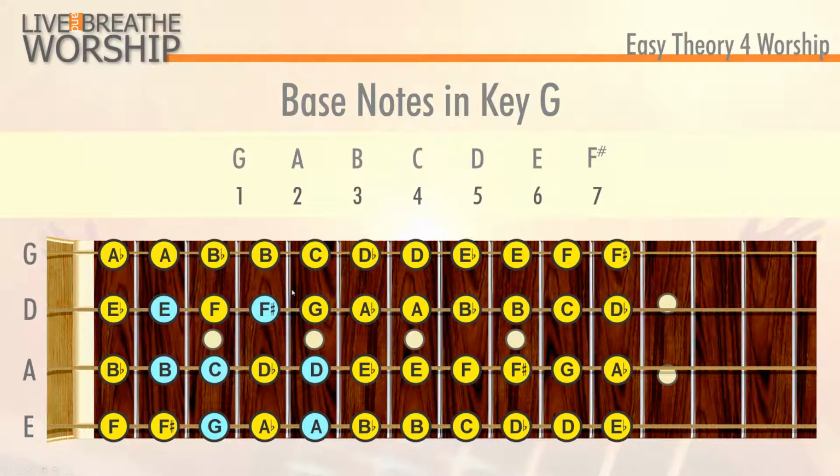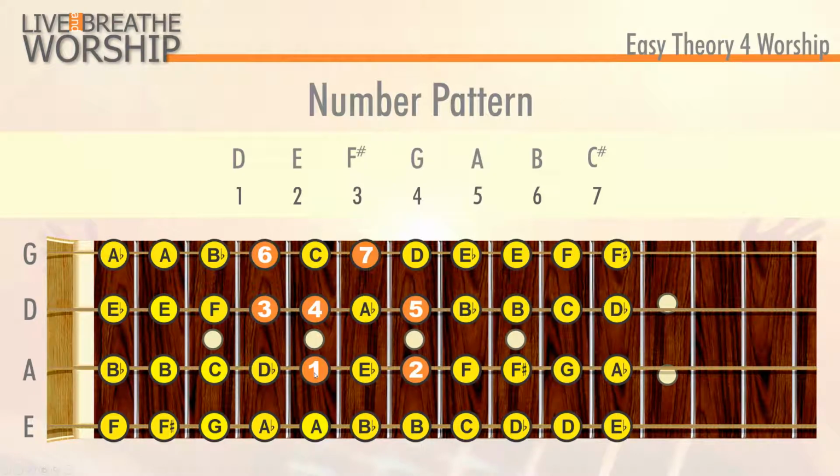So let's look at another key. Let's look at the key of D. So again, it's the same pattern. The root note, or the one note, is a D, and there's where D is. So when we substitute the numbers, we get the same pattern of numbers.